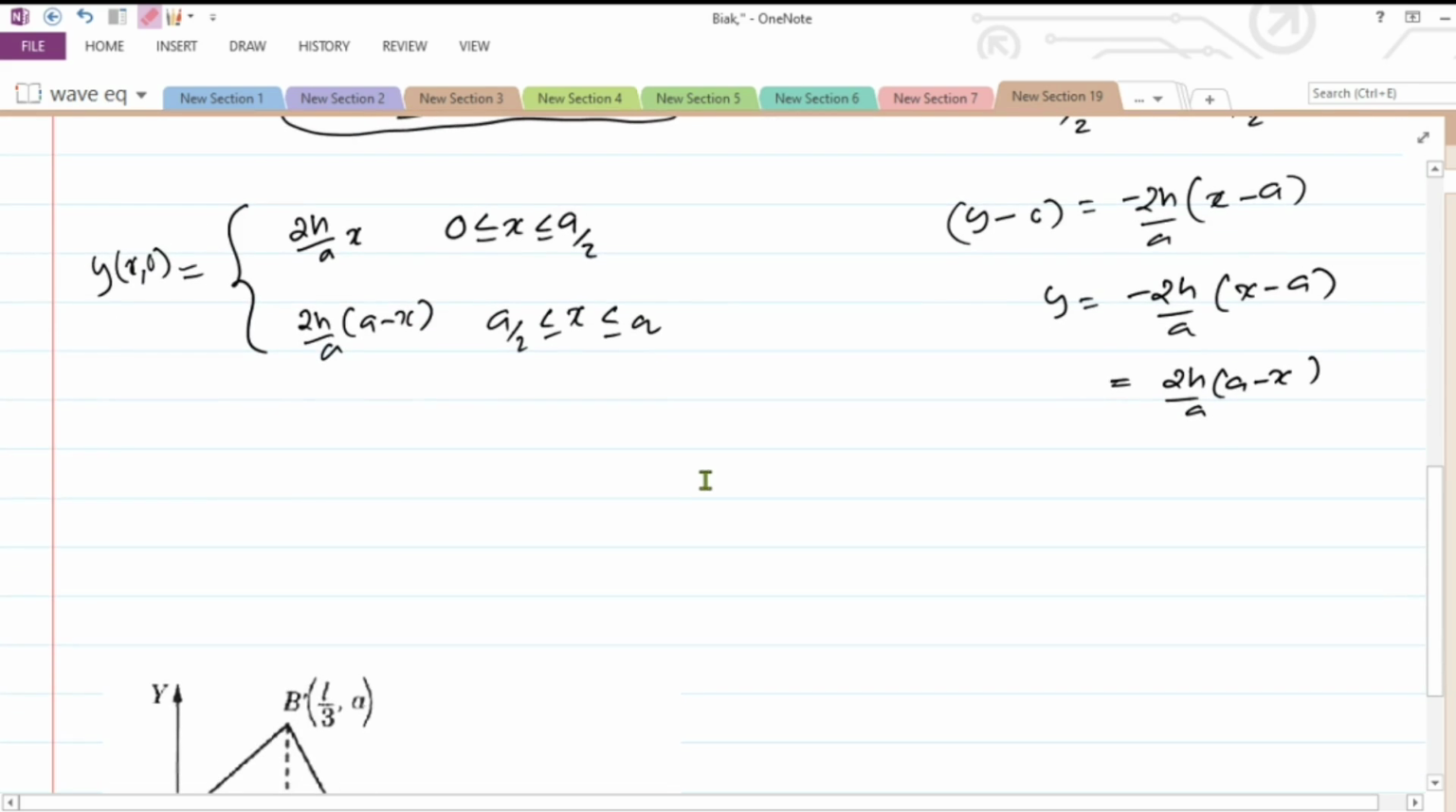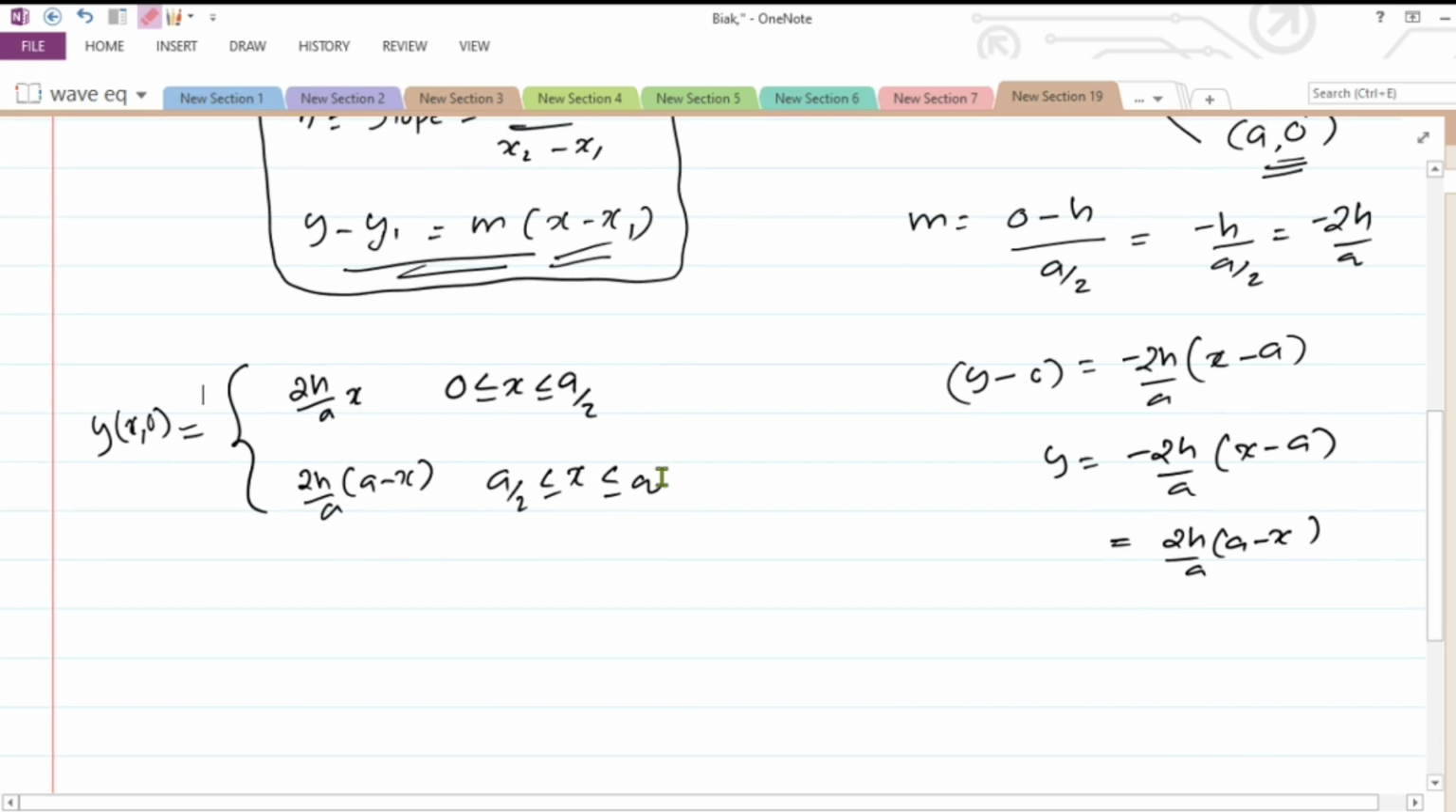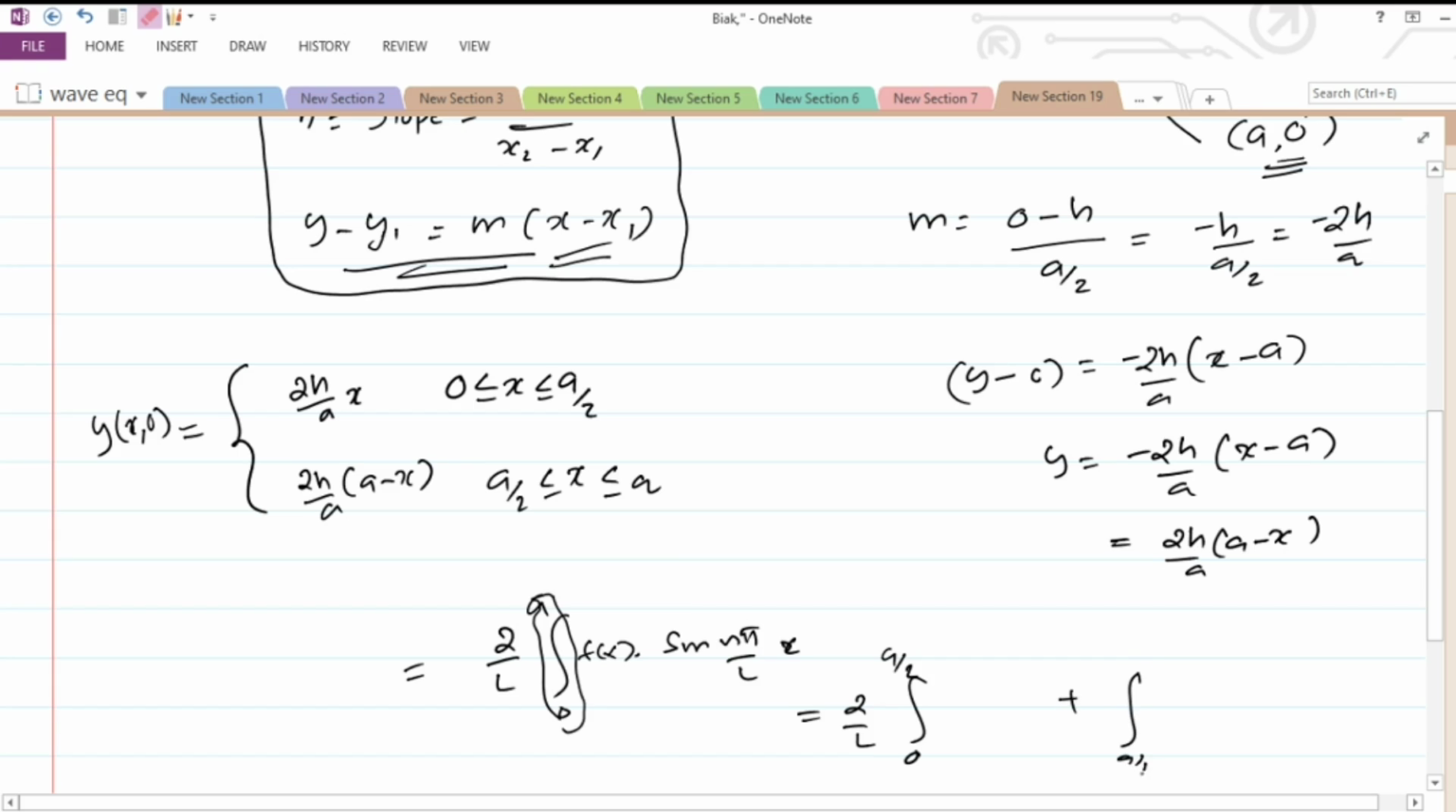You can proceed with the same kind of problem, and finally you get the integral from 0 to a, where a is the length of the string, of y of x, 0, that is f of x, into sine n pi x by l. Instead of this you can convert this integral into two parts: 2 by l into the integral from 0 to a by 2 plus the integral from a by 2 to a. For the first function you substitute 2h by a into x, and for the second function you substitute 2h by a into a minus x. That is the only difference.